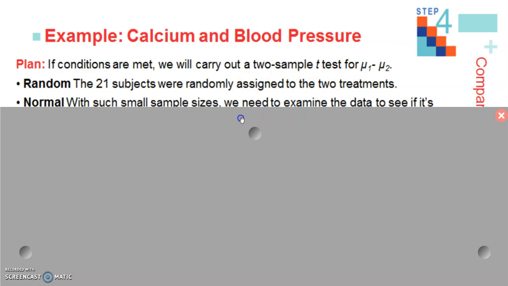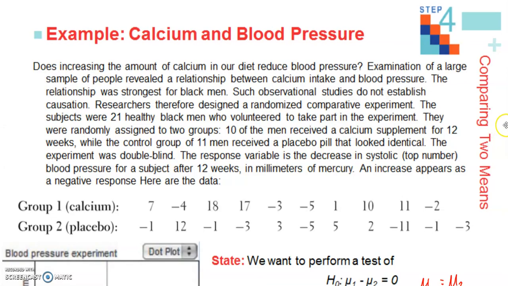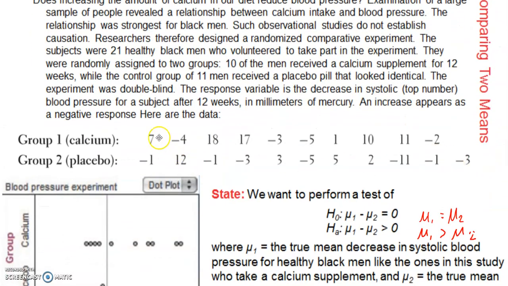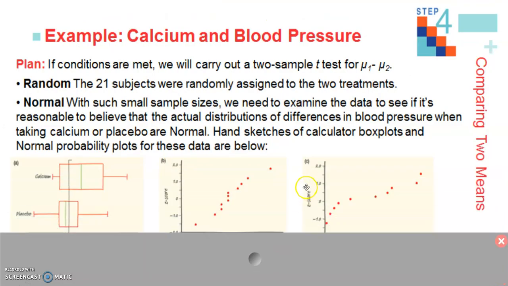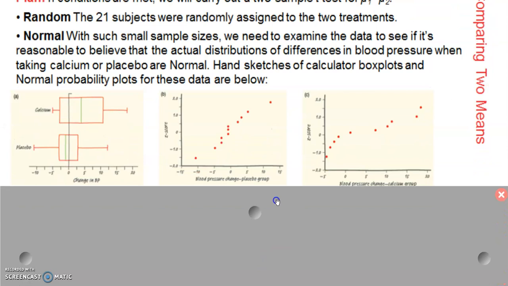Next, the normal condition. So are these sample sizes at least 30? Oh, no, not at all. 10 and 11 are not at least 30. So what do we do? Well, I look at the graphs of the samples and I try to decide, okay, is there evidence of strong skewness or outliers? Well, from this graph, I might not know. So what I'm going to do is make and look at some more graphs.